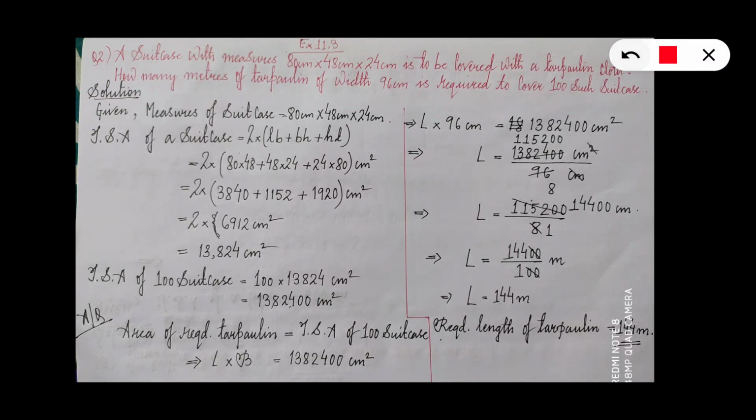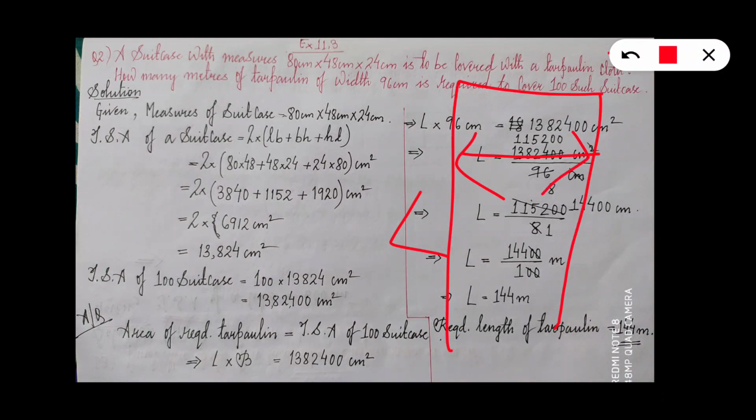Now our next work is the area of the required tarpaulin. How much tarpaulin you require is equal to the total surface area of 100 suitcases. I already told you. So whatever the total area of the suitcases is, that much tarpaulin we require, isn't it? That's why I have written area of tarpaulin required is equal to total surface area of 100 suitcases. So tarpaulin is in the shape of a rectangle. I told you tarpaulin is like this. But what is the length we don't know. Breadth is already given. Okay. So this is a rectangle shape.